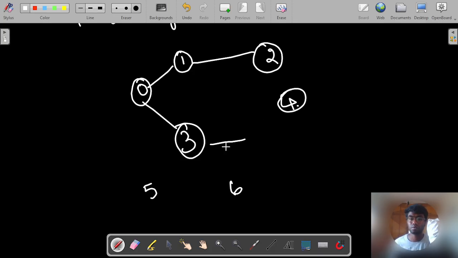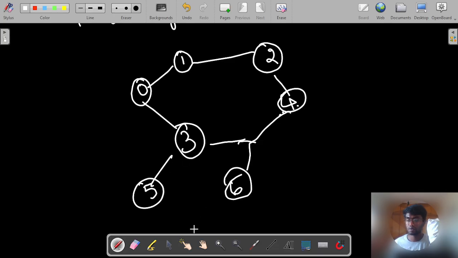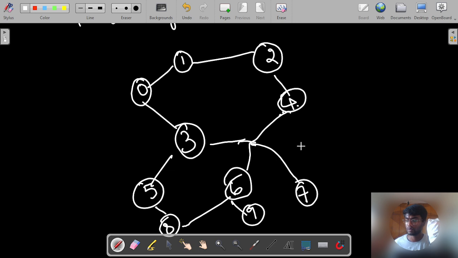So five, six, 8, 9, and 7. So consider it this way, right? So 6 is also connected to 8, and 5 is connected to 8, while 3 is also connected to 6. Okay, consider this one where we have this kind of graph. Consider this something like a social networking graph.